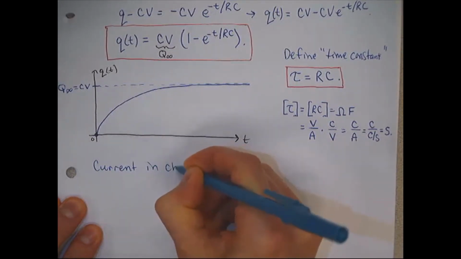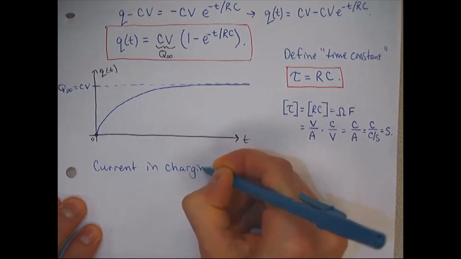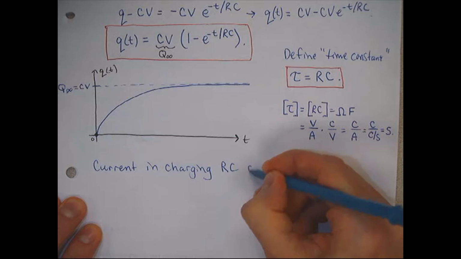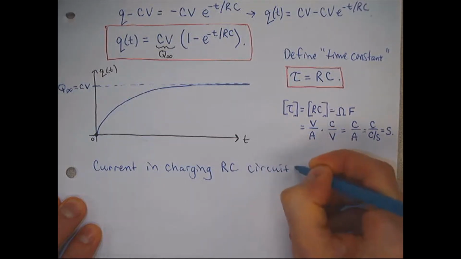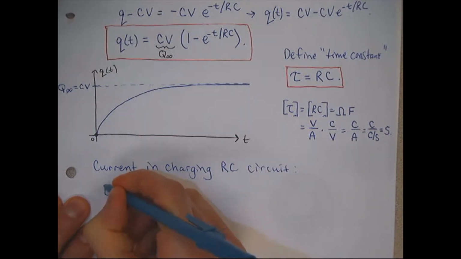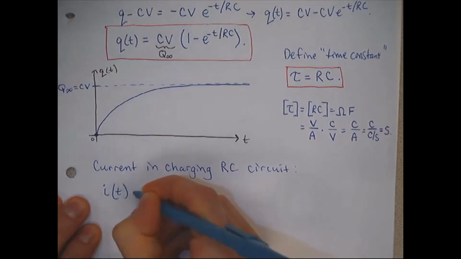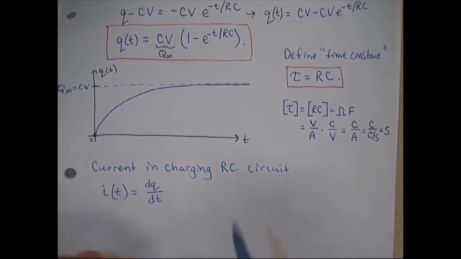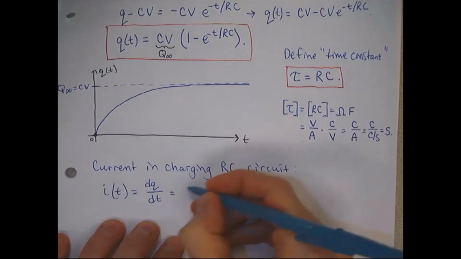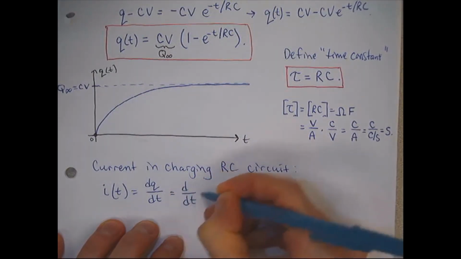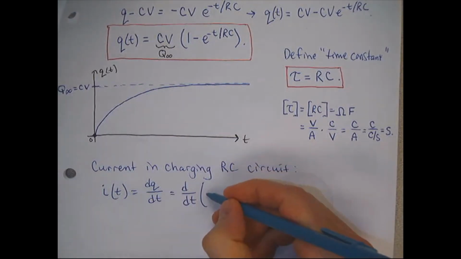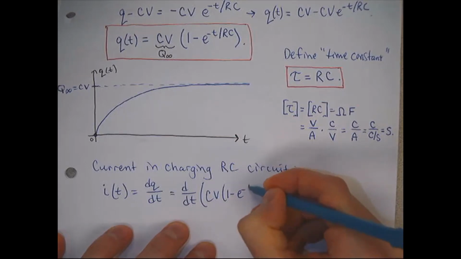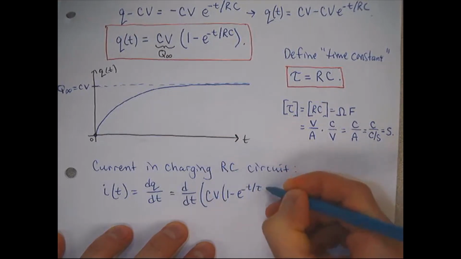The current in a charging capacitor, or rather the current in the circuit, is found easily then at any time t. Remember, it's just dq dt, so we can take one time derivative of that expression and I'll use the shorthand with the time constant, tau.